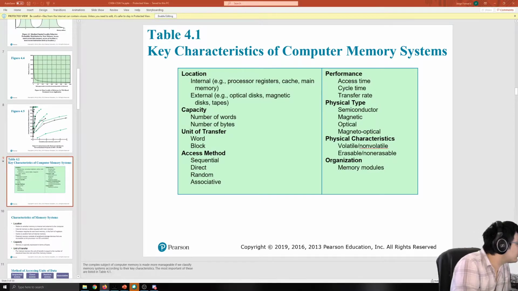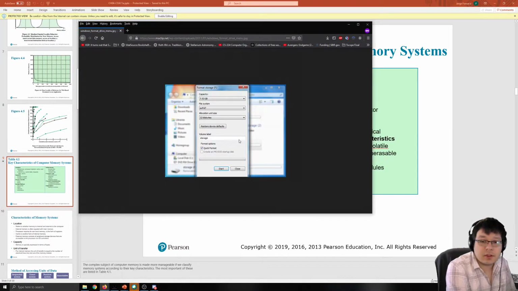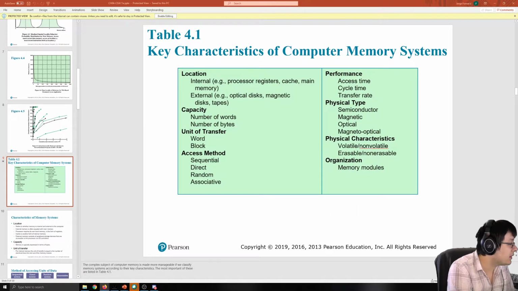Oh, here, there's pictures of it. Here we go. Yeah, there's a picture. Allocation unit size. That's what I mean. So here, I'll show you a picture. This is on Google. So it says format capacity, file system, allocation unit size. Okay? And you put in a specific size. And then you hit start. That's what you get when you hit format.